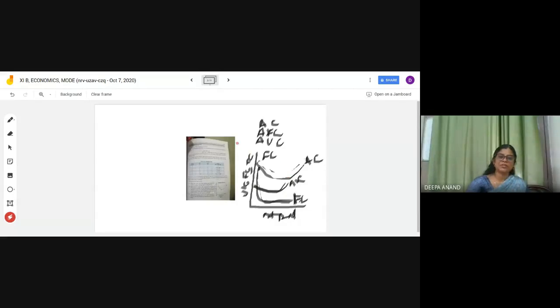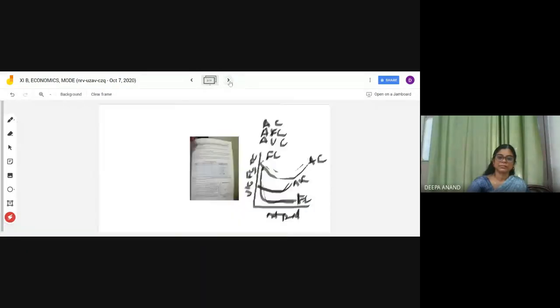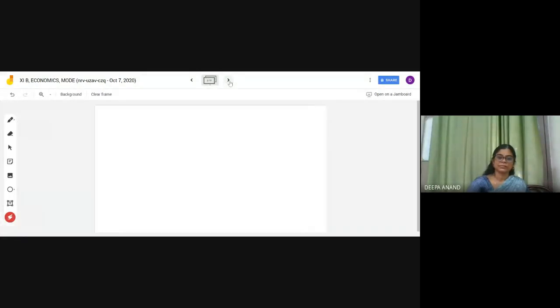Now we will see what is marginal cost. Right, heading, marginal cost. What is marginal cost? Nobody knows what is marginal cost? किसी को नहीं मालूम marginal cost क्या है?